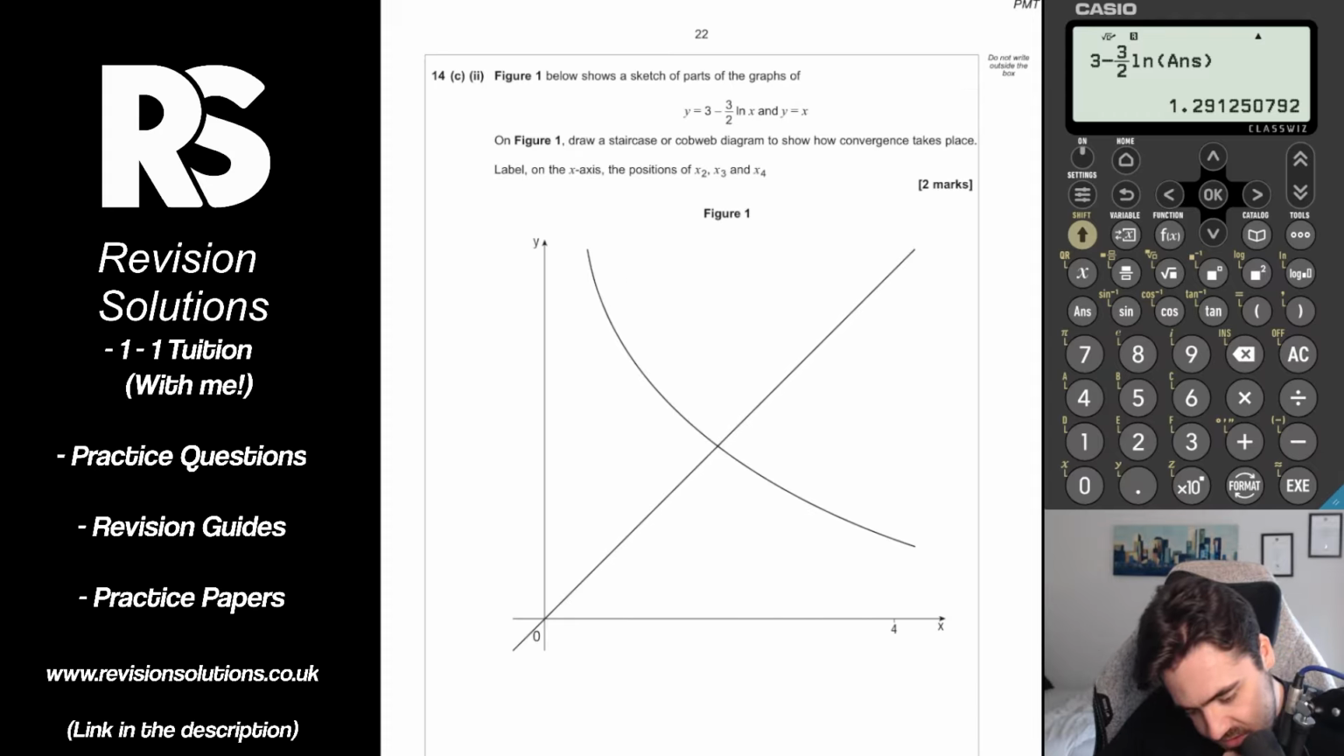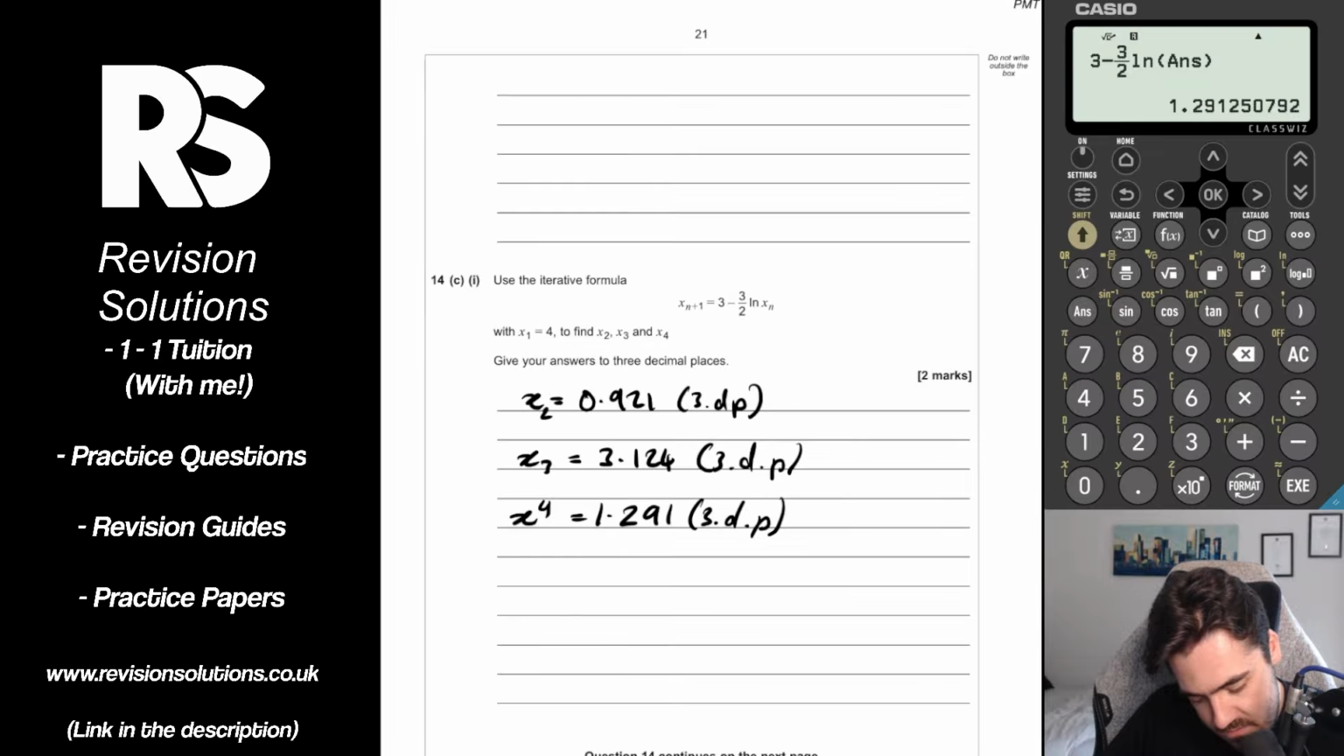Then going to part 2, it says figure 1 below shows a sketch of parts of the graph y equals 3 minus 3 over 2 ln x and y equals x. So we're doing the cobweb diagram for our thing before. So this is effectively the y equals x line here, and this is the curve. So each time we plug it into this, and then we can trace it over to the y equals x line, because that's going to give us the new x coordinate to plug it back in again.